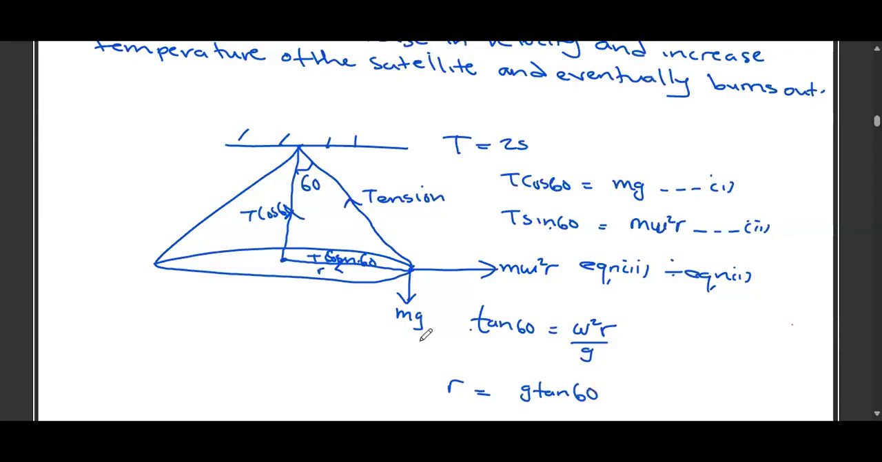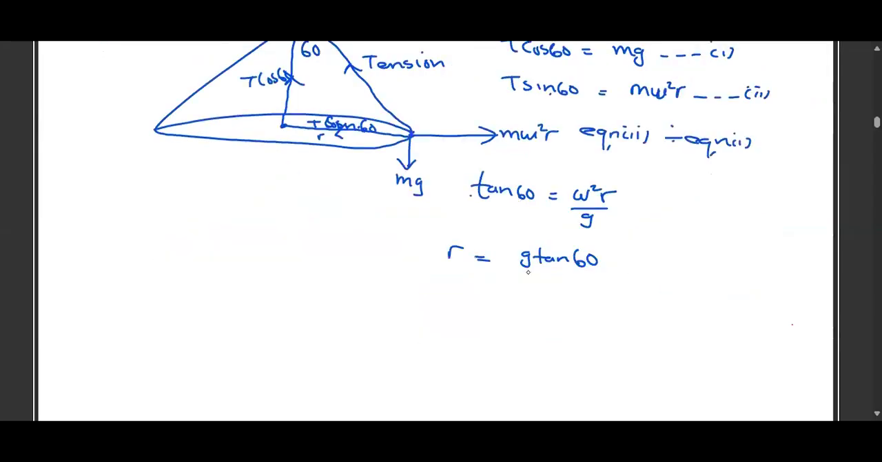then all of it divided by omega squared. But remember that our omega is given by 2 pi divided by T. So our omega is going to equal, our T has been given as 2, which will be 2 pi divided by 2, which will give us pi. These are going to be radians per second.